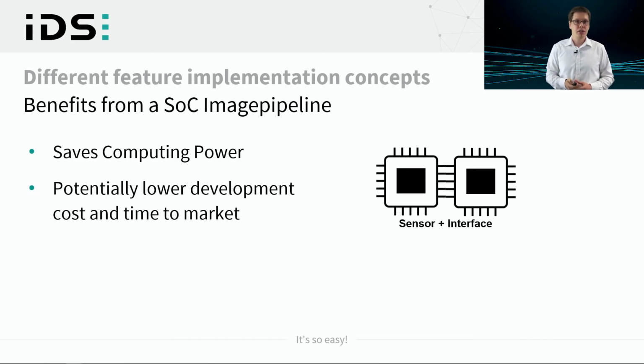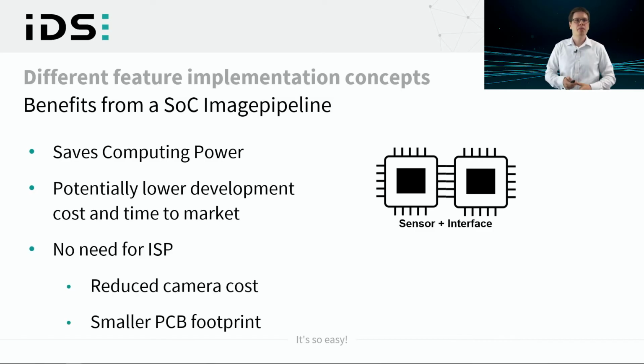For a camera manufacturer, it may save development cost and time when there is no other ready-to-use image pipeline around, like an FPGA pipeline, and no need for an image signal processor. This means less hardware and thus less cost. Also, a smaller PCB footprint and a smaller camera can be built.